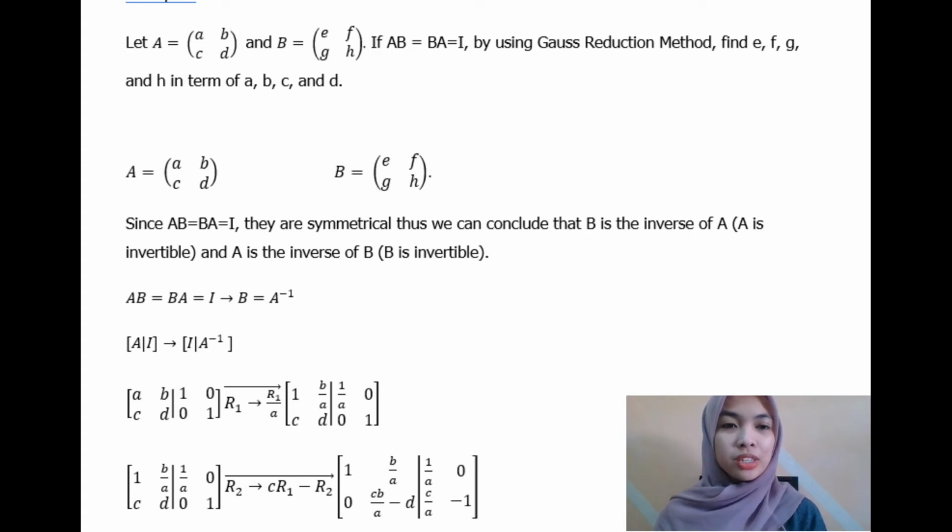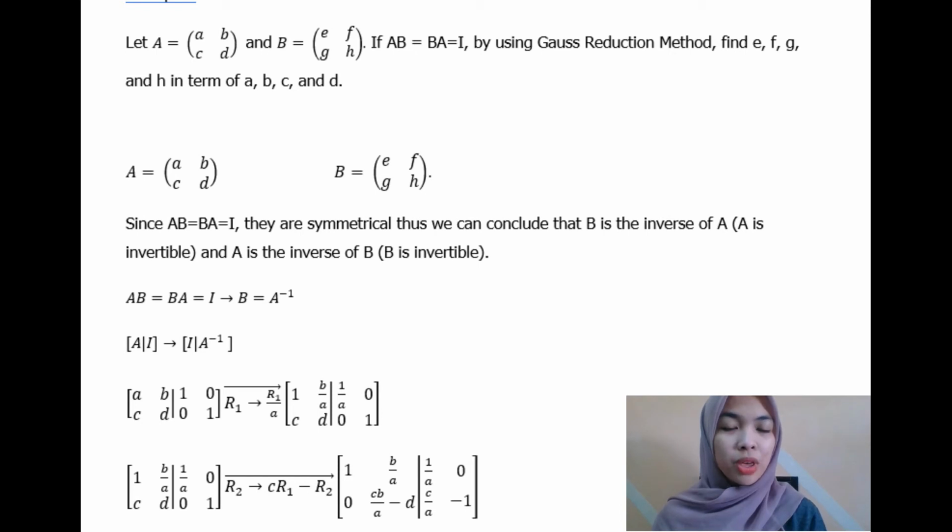Okay, to answer this question, the key is the equation AB equals BA equals I. In this equation, I is the identity matrix. The meaning of this equation is that A is the inverse of B and B is also the inverse of A. The question asks us to find E, F, G, H in terms of A, B, C, D. This means that we need to find the inverse of A using Gauss-Jordan reduction.